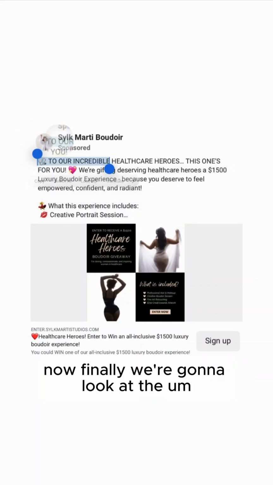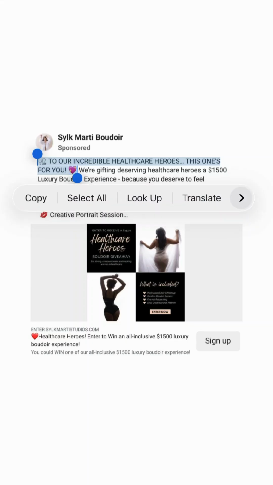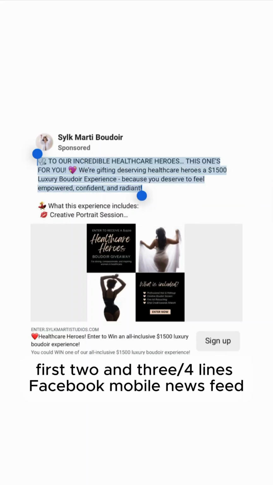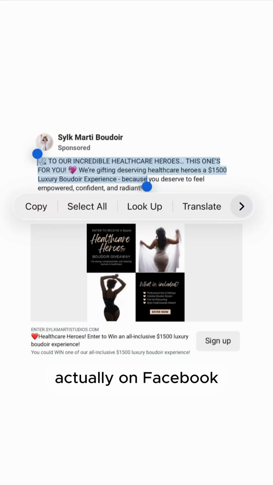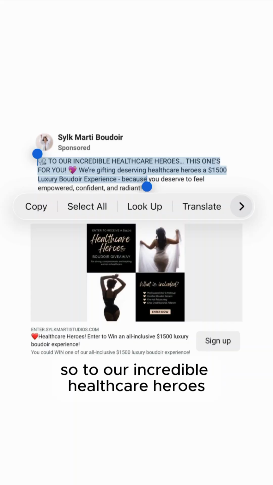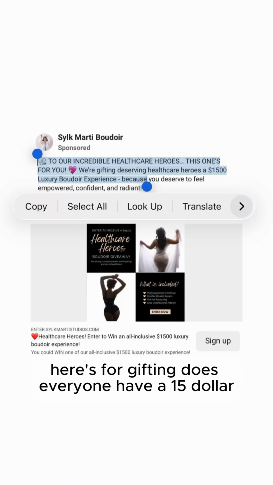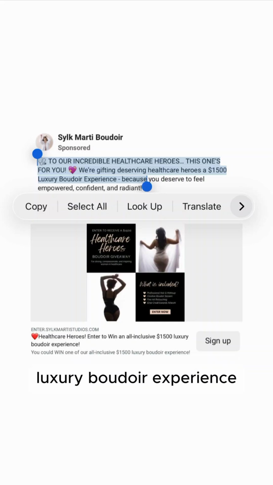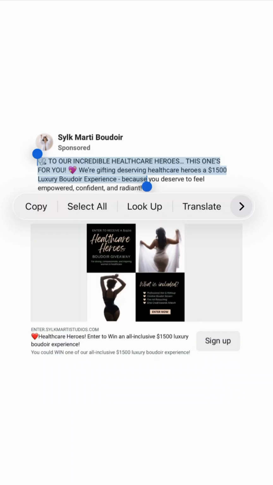Now, finally, we're going to look up here. See more headline, first 2 3/4 lines, Facebook mobile news feed. This is the only thing that will actually show up on Facebook. So to our incredible healthcare heroes, this one's for you. Healthcare heroes for gifting. Does everyone have a $1,500 luxury boudoir experience? All right, so yeah, we got the lack of context mistake here.